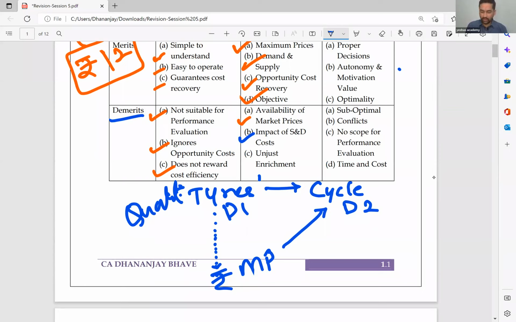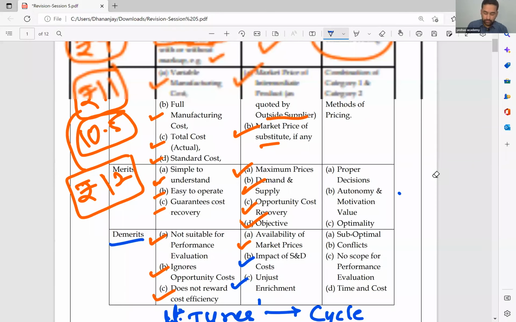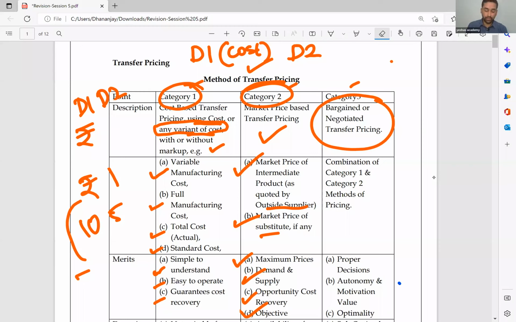Unjust enrichment, I told you already. Department 1 becomes so powerful that it can even blackmail department 2 and say, I will not give you unless you give me the price, the prevalent market price. And what if department 2 is not in a position to pay? Now department 1 may misuse their powers, correct?